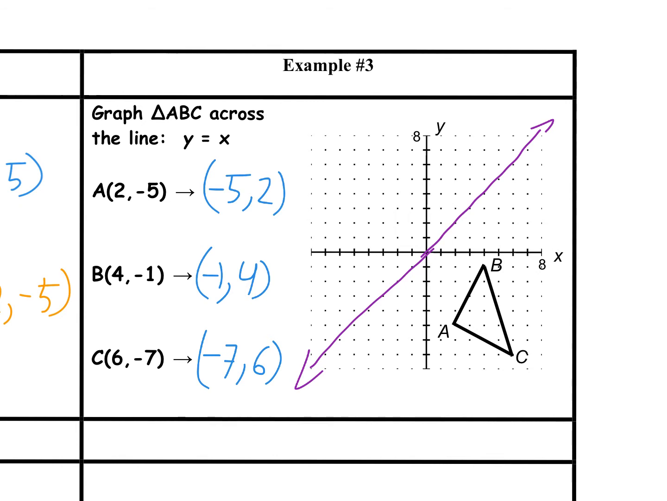Wrong. Negative 5 up 2, 2, 3, 4, 5, and 2. Negative 1, 1, 2, 3, 4, and negative 7 up 6, 4, 5, 6 to give us our triangle.